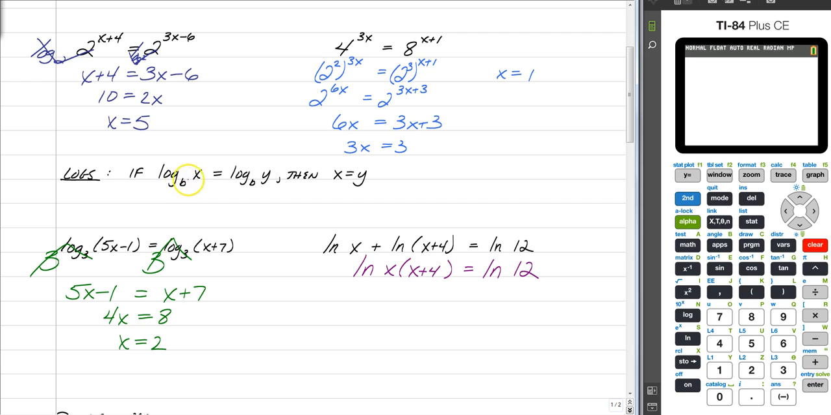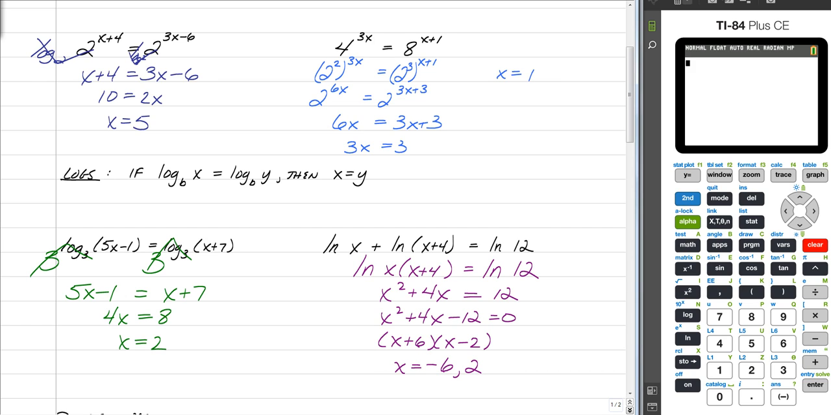But like we set up here, if they have the same base, you can just set these equal to each other. So we have x squared plus 4x equal to 12 after you distribute your x. X squared plus 4x minus 12 equals 0. So we have x plus 6 and x minus 2. So x is equal to a negative 6 and a positive 2.